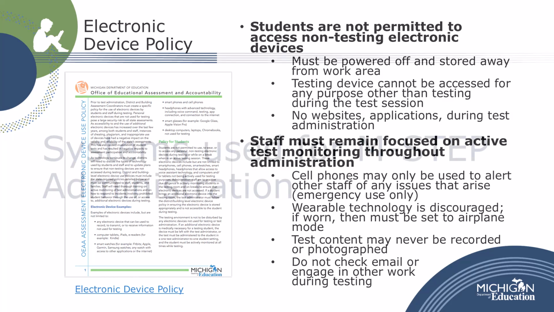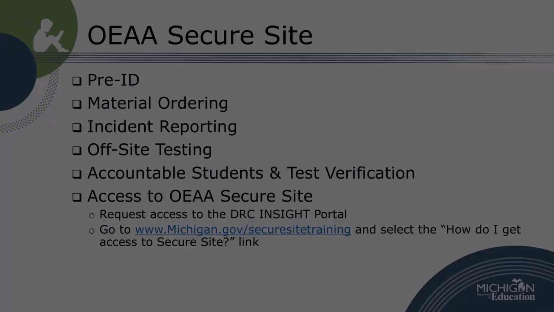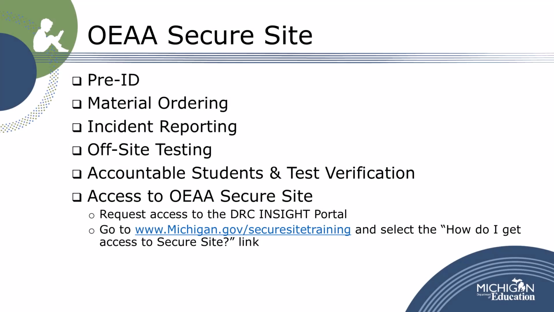There are several tasks to be done before the MSTEP test administration that occur in the OEAA Secure site and, for online testing, in the DRC Insight portal. Here I will review these tasks. The OEAA Secure site is the assessment system used for many administration tasks, including pre-identifying students for testing, material ordering, reporting any testing irregularities that occur through the incident reporting tool, and after testing you can access the downloadable student data files and reports through the Secure site. The off-site testing page and accountable students and test verification are also here.